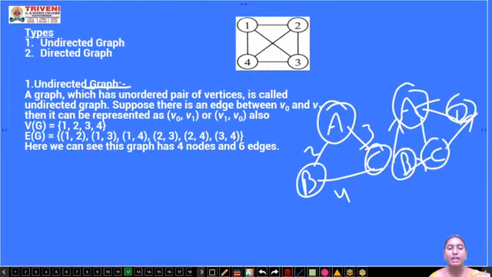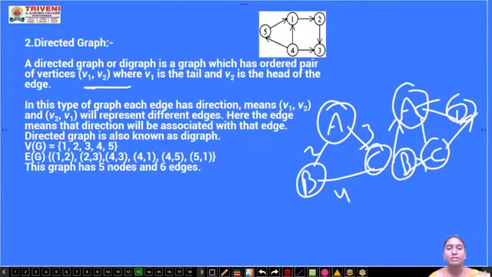And here are the types of graph: undirected graph and directed graph. An undirected graph can be represented through the vertices of G as 1, 2, 3, 4 and edges of G as (1,2), (1,3), (2,3) and (3,4). A directed graph has ordered pairs of vertices. V1 is the tail and V2 is the head of the edge. In this type of graph, each edge has a direction, V1 to V2 and again V2 to V1. Directed edges (V1, V2) and (V2, V1) are different edges. In a directed graph the two are different, but in an undirected graph both are the same. We can visit from V1 to V2 and V2 to V1, both will be the same. Here vertices will be written in one place and edges will be written in another place.